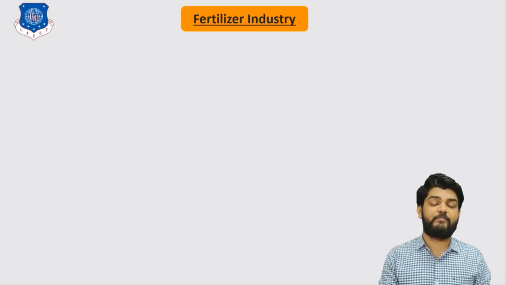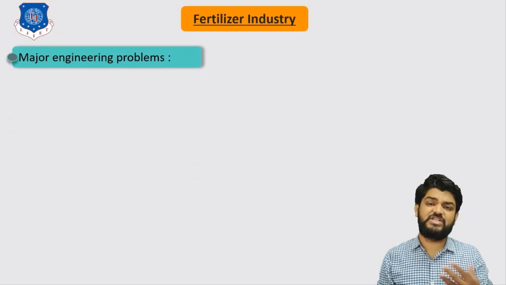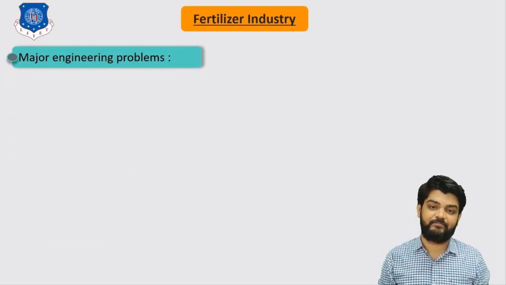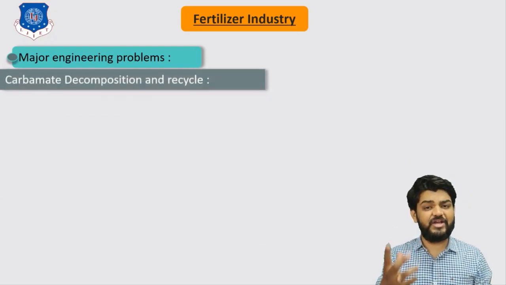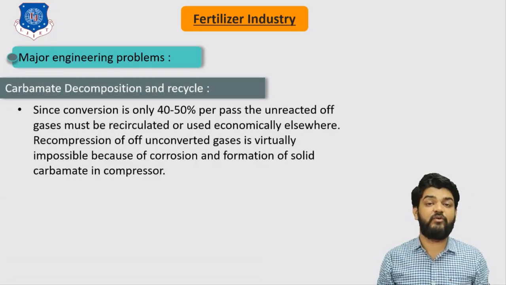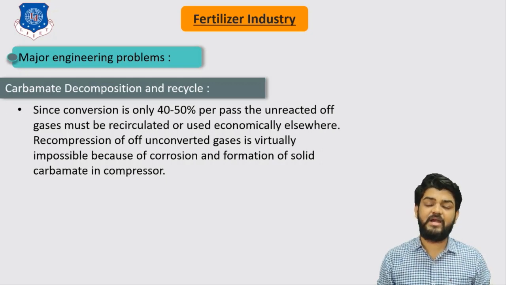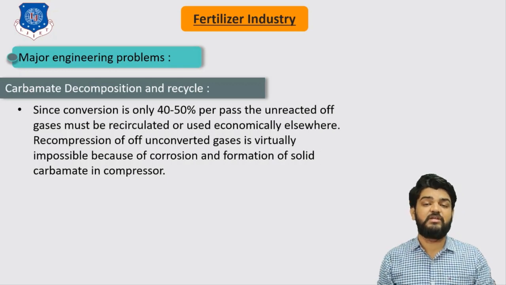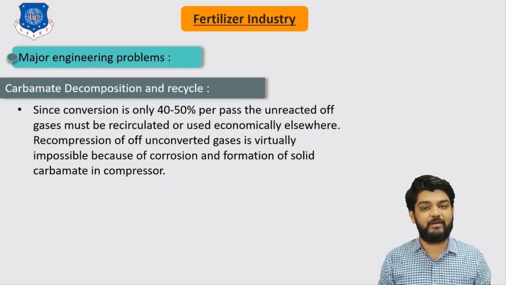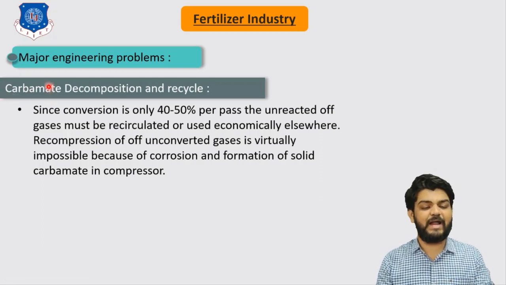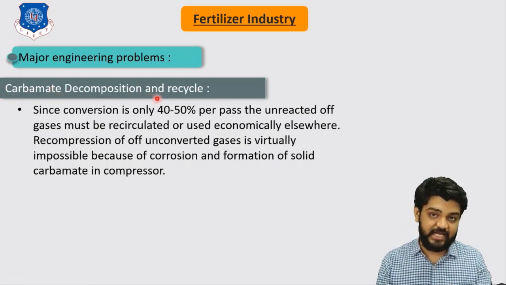Now, having said that, let's continue with our production of urea and discuss what are the major engineering problems associated with this process. As you can recall, this process involves the reactor known as the autoclave, inside which we achieve high pressure and high temperature. This process also involves the decomposition of ammonium carbamate. So our first engineering problem is the ammonium carbamate decomposition and its recycle.